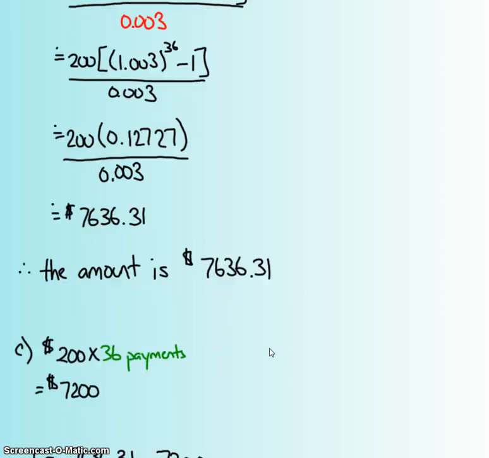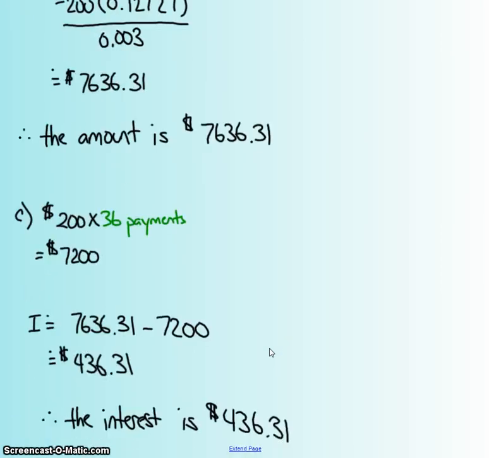So really, the amount of interest would be a simple subtraction. Remember, we denote that with a big I because it's a dollar amount. This one subtracted by this one, and it looks like investing in the bank would have been a good idea because she gets $436.31 extra as interest.